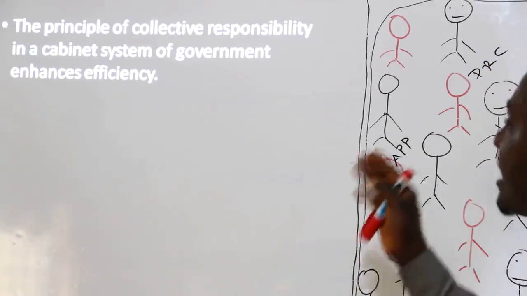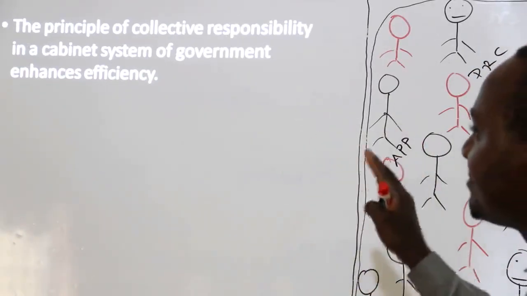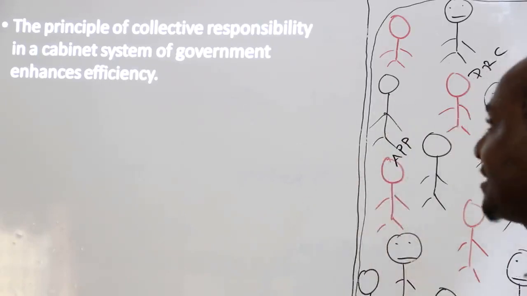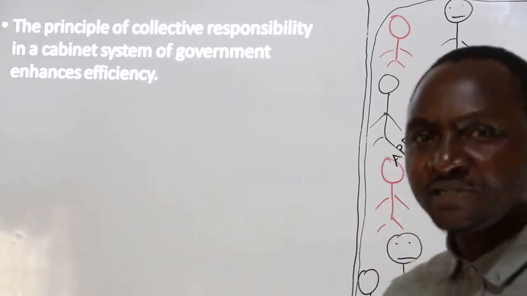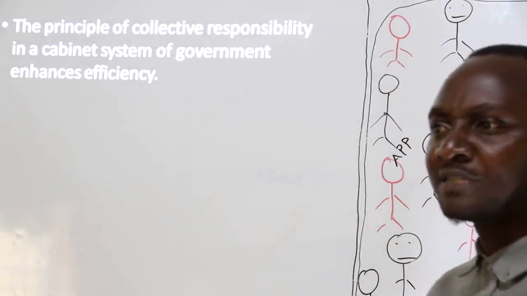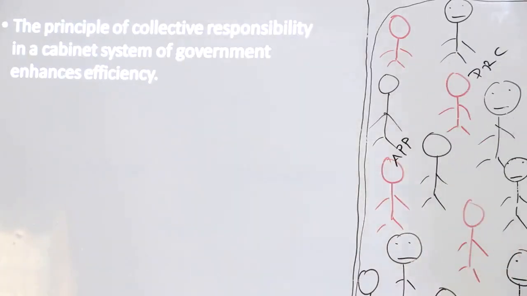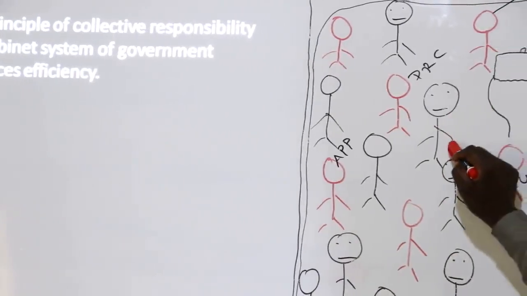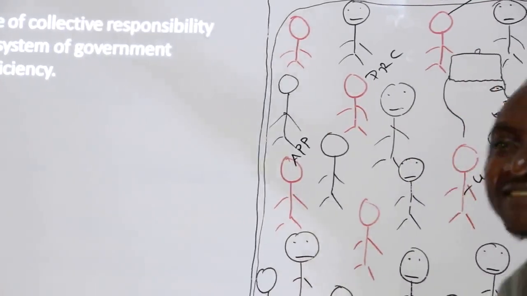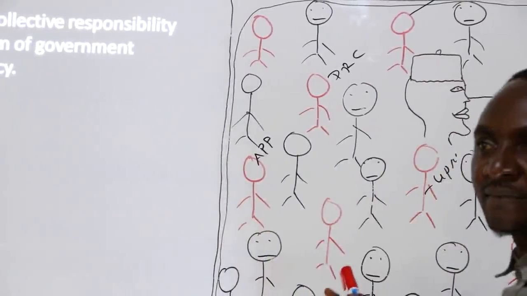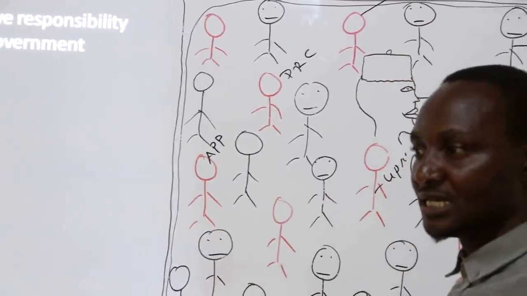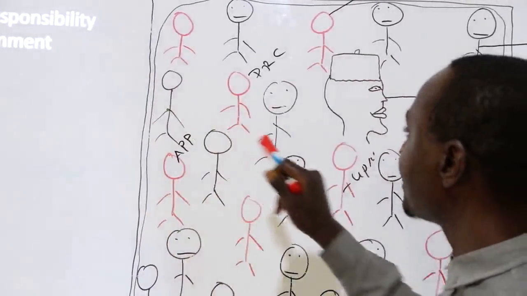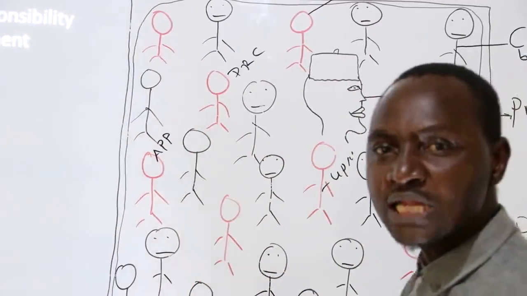The principle of collective responsibility in a cabinet system of government enhances efficiency. Now, what is collective responsibility? Let me quickly explain. Collective responsibility means in a parliamentary system of government, if one of these cabinet members does something that is wrong, it is not going to be attributed to him alone. It is going to be said that the cabinet has failed and they can be dismissed, and then a new cabinet will be formed. So collective responsibility means that one for all and all for one.